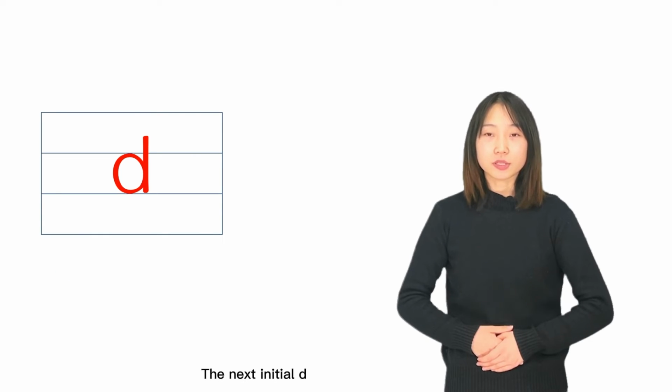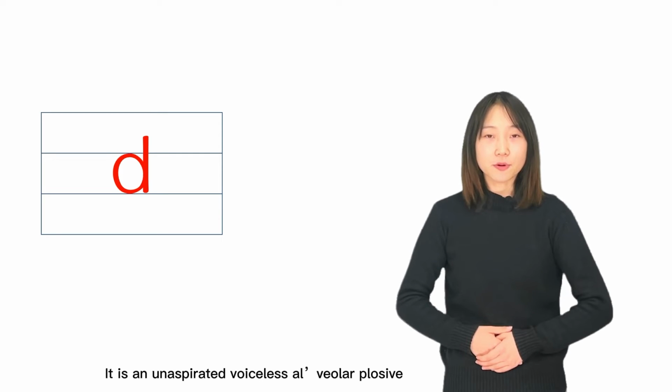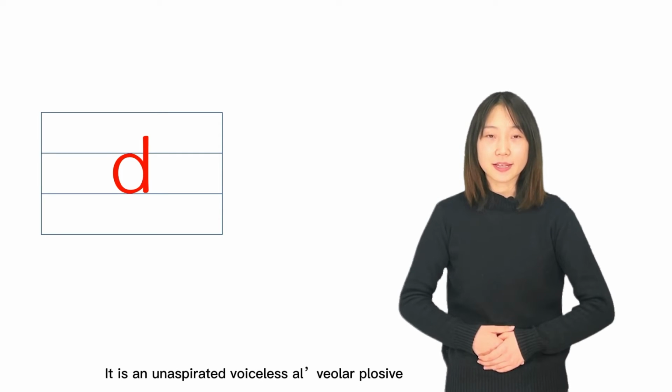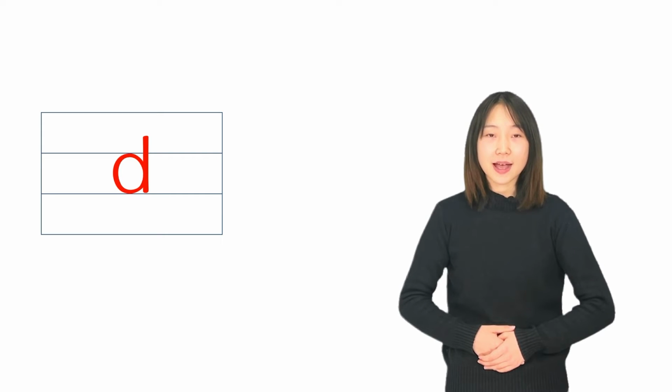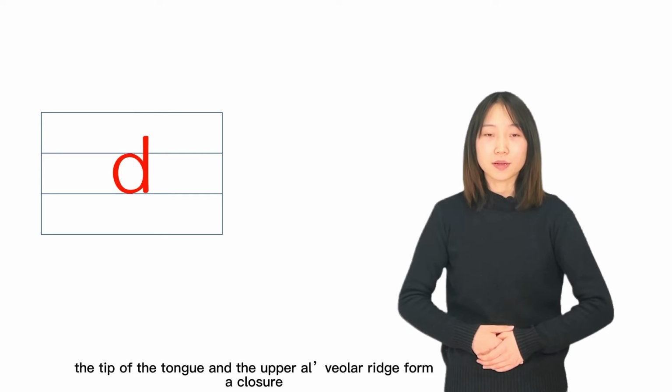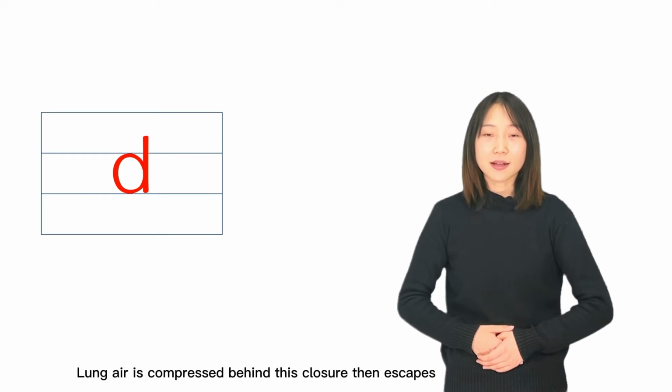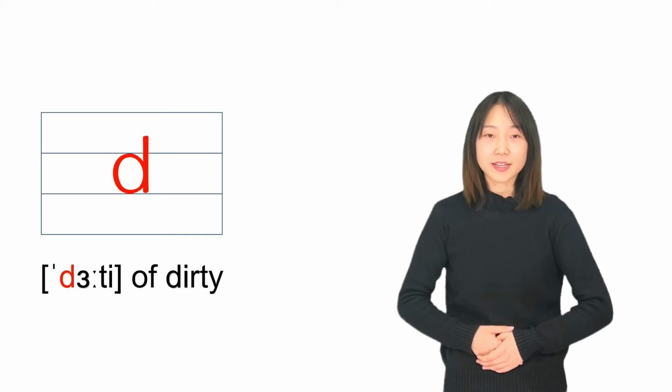The next initial, de, is an unaspirated voiceless alveolar plosive. When we pronounce it, the tip of the tongue and upper alveolar ridge form a closure. Long air is compressed behind this closure, then escapes. It sounds like de of dirty.